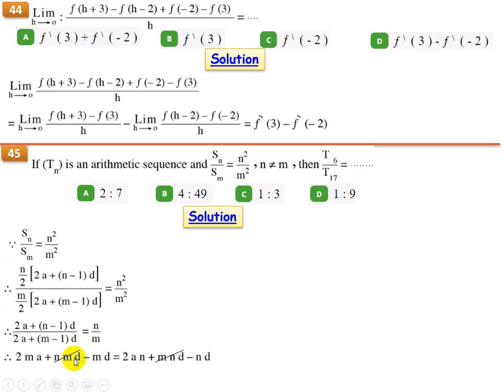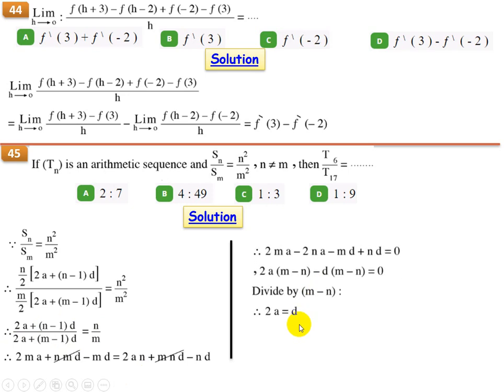Crossing multiplication, 2am plus nmd minus md, equals 2an plus nmd minus nd. Collecting the like terms, 2ma minus 2na minus md plus nd. Taking 2a as common factor (m minus n), taking negative d common factor (m minus n), divide by (m minus n) both sides, so d equals 2a. T6 over T17 is (a plus 5d) over (a plus 16d), a plus 5 times 2a over a plus 16 times 2a will be 11a over 33a, which means 1 over 3.